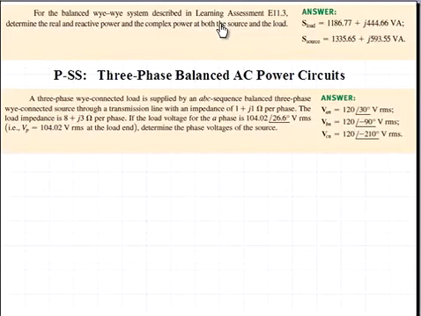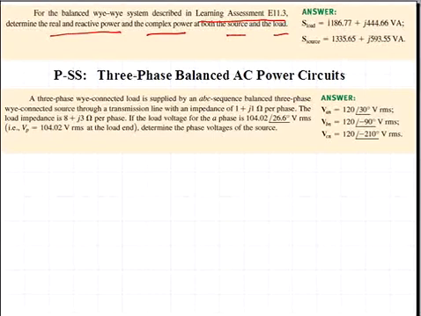This is Learning Assessment Problem 11.2. The problem-solving strategy here is that of three-phase balanced AC power circuits. In this problem, we are referred to Learning Assessment Problem 11.3 and asked to determine the real and reactive power and the complex power at both the source and load ends of the circuit.